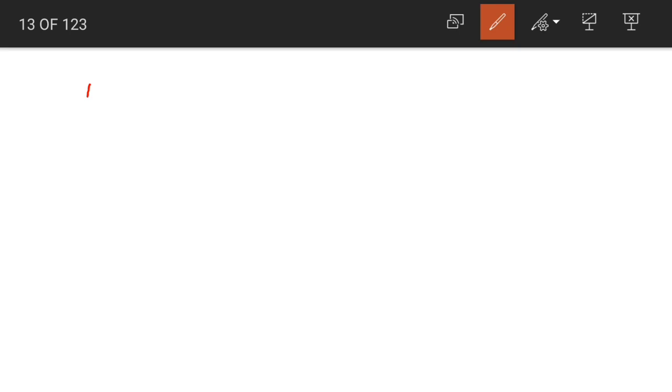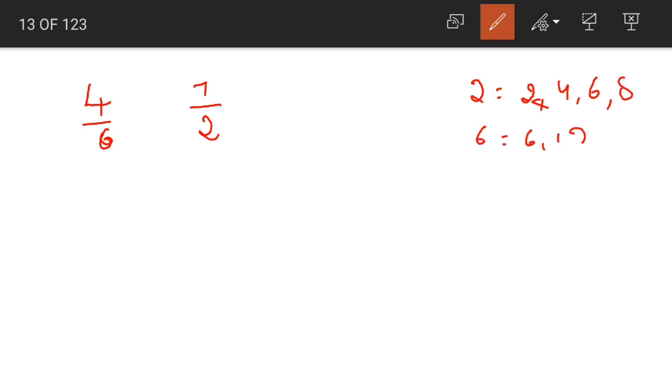Now let me take another example of two improper fractions, say 4 by 6 and 7 by 2. Okay children, 4 by 6 and 7 by 2. Now to compare this, first we need to find out the LCM, right? The multiples of 2 are 2, 4, 6, 8, and the multiples of 6 are 6, 12, 18 and 24. What is the LCM here? The least common multiple is 6. For both 2 and 6, the least common multiple is 6.